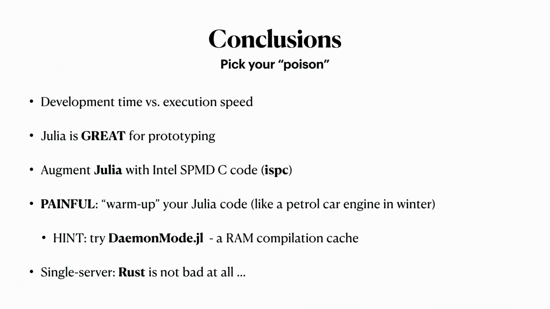We have come to the end of the talk. As ever, developers are faced with a familiar trade-off, development time versus execution speed. Handcrafted assembler is the absolute speed demon, but you know how long it takes to code in assembler. Julia's greatest strength lies in fast prototyping, whilst still offering decent execution speeds. And Julia is an undisputed champion when it comes to distributed computing.